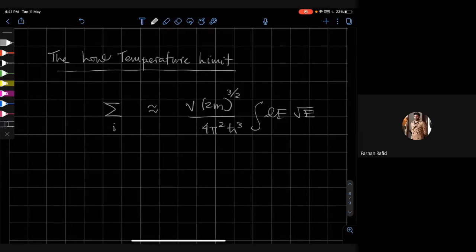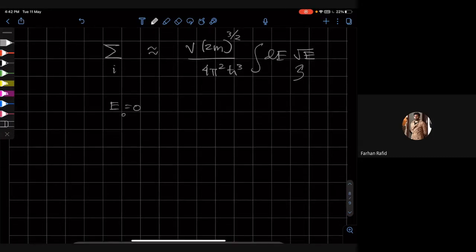But because of this factor, this approximation doesn't take into account the contribution to the sum from the ground state. And in the low energy limit, we shall see that this is going to be a problem. So let's first carry on without fixing this problem, and see what happens, and then we can fix this problem.